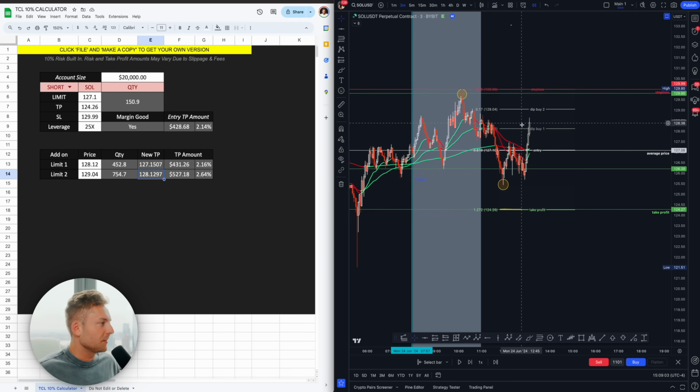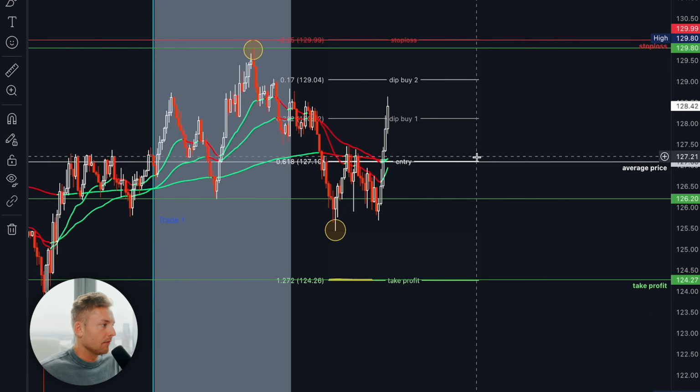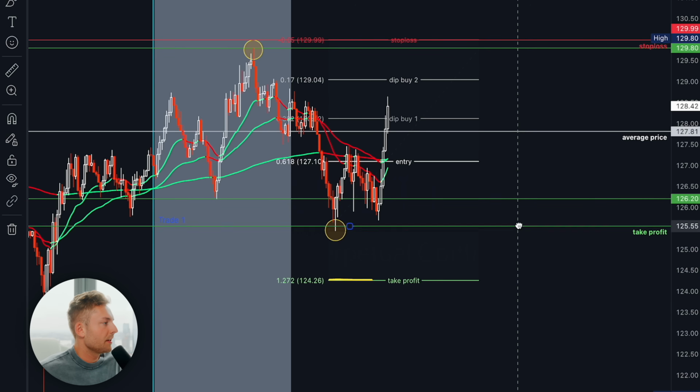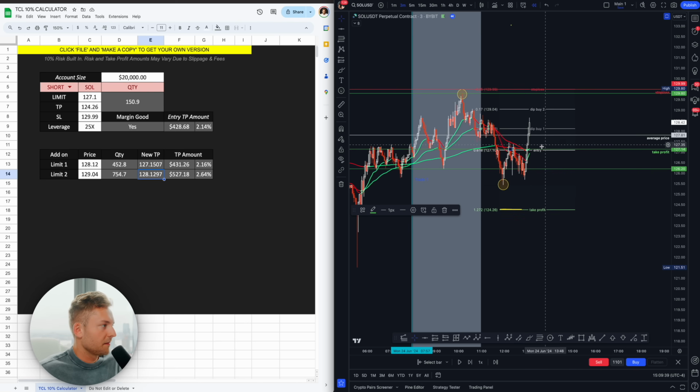Okay, now the trade comes up right here. So you'll see in this instance, we now have our second dip buy level hit. So now our new average price is going to move somewhere up here, and our new take profit is actually going to move right to this level here. And you'll see in this example, the next candle had a massive move down and would have gotten us out here for full profit.